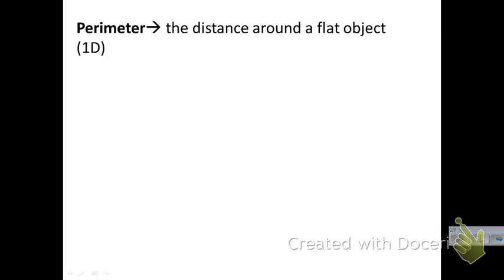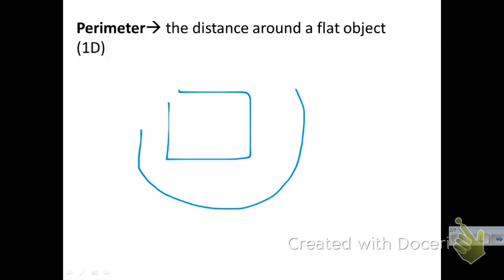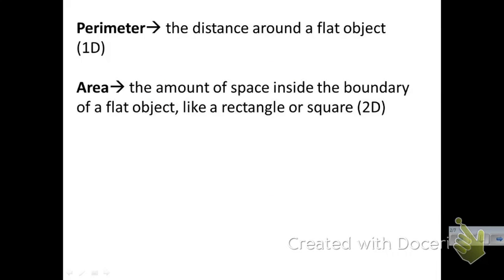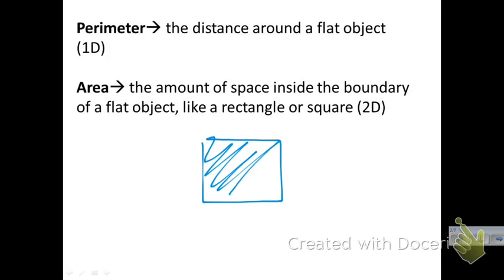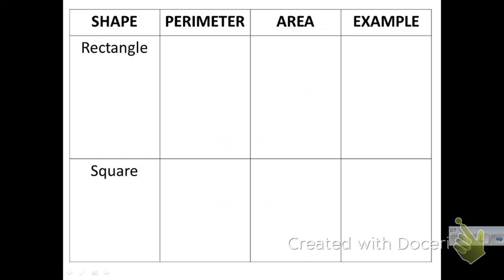So perimeter, remember, is the distance around a flat object. So we're going to go around the object to find a perimeter. The area is the amount of space inside the boundary of a flat object. So we have our flat object and we're trying to find the area, which is the amount of space inside. So we're going to fill that area.